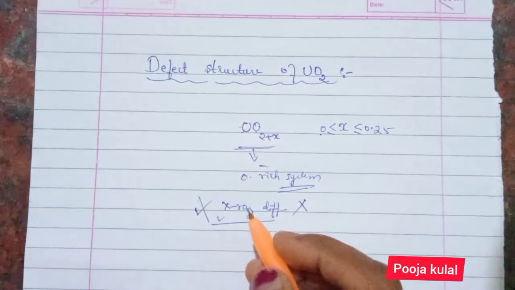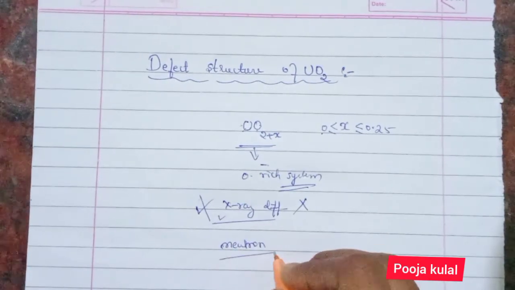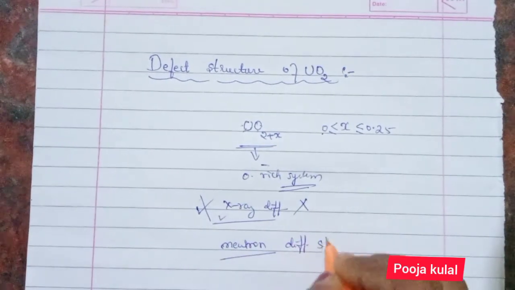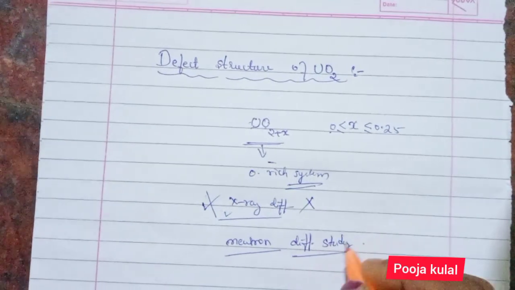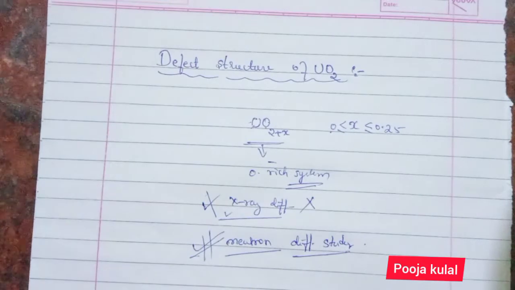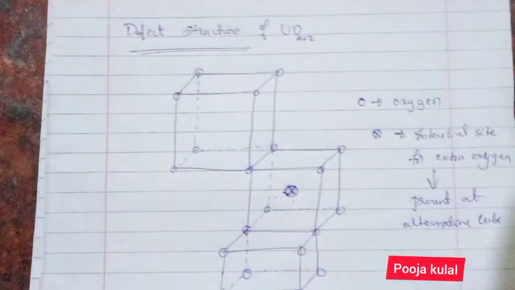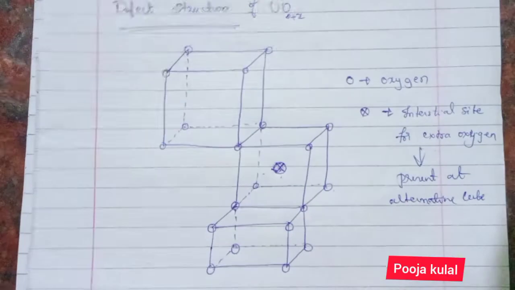Instead, what we can do is go for the neutron diffraction study, or technique. To study uranium dioxide, we use this particular technique, neutron diffraction study. Now let me show you the defect structure of uranium dioxide. This is the defect structure of uranium dioxide.